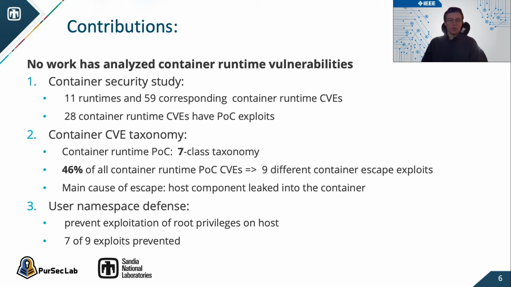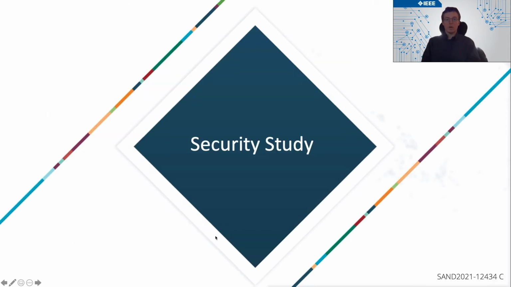And so finally, to determine if these escapes could have been prevented, we applied a user namespace defense to prevent exploitation of root privileges on the host. And so as a result, 7 of the 9 exploits were prevented. So now, we're going to talk about our security study.